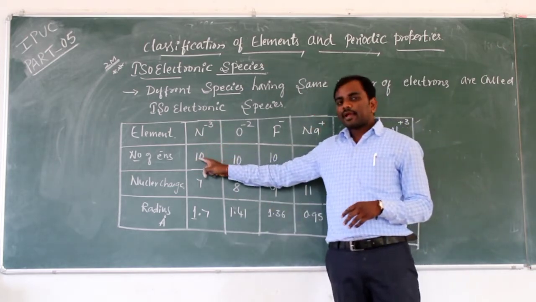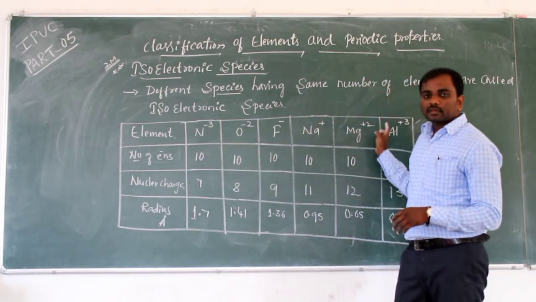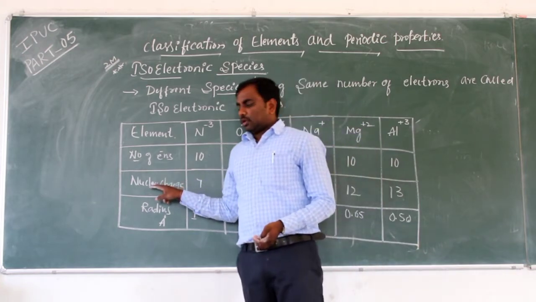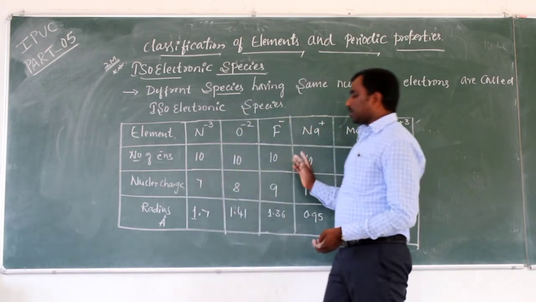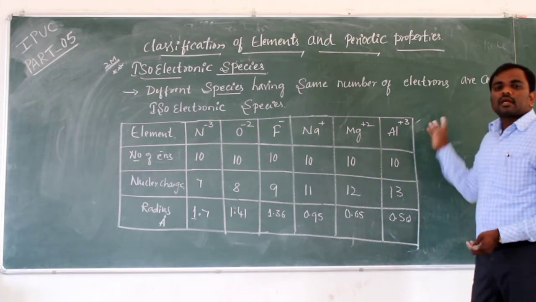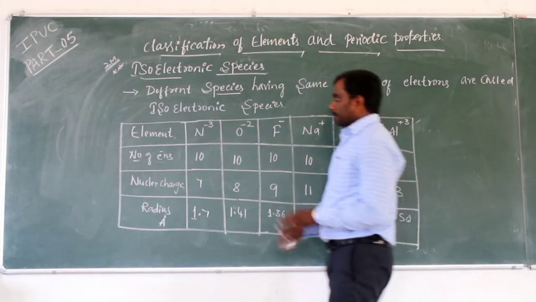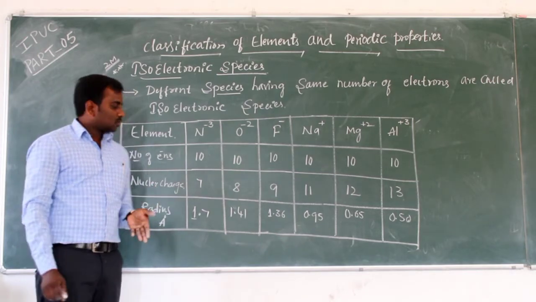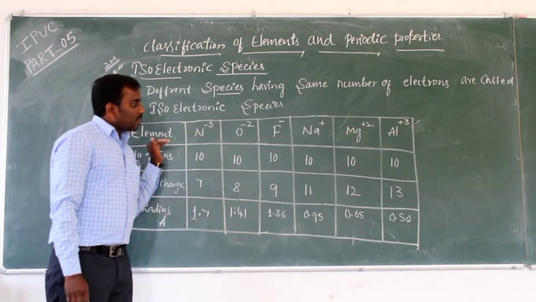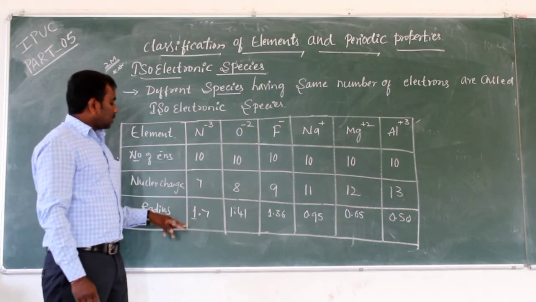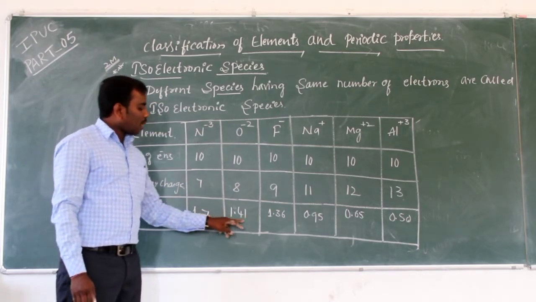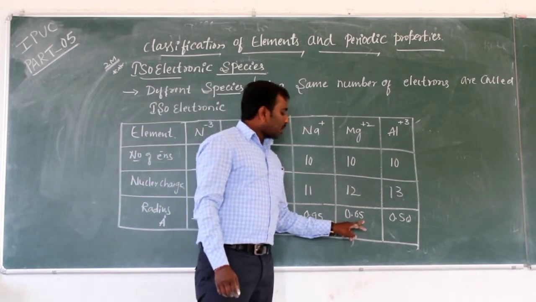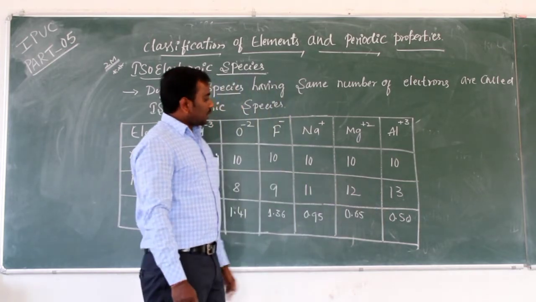How many electrons? 10, 10, 10, like that. Is it clear? See, the nuclear charge is different: 7, 8, 9, 11, 12, 13. Is it clear? See, it is very important. The radius is what? This is along the period, right? See 1.7, 1.41, 1.36, 0.95, 0.65 and 0.60.